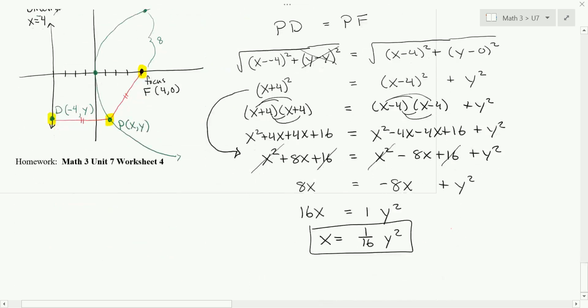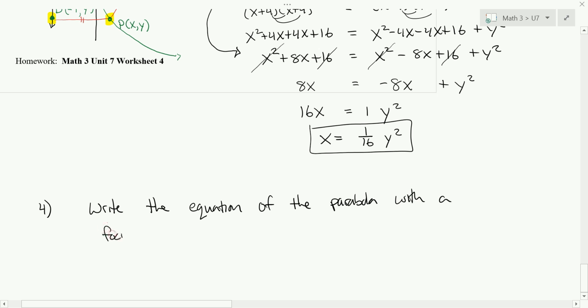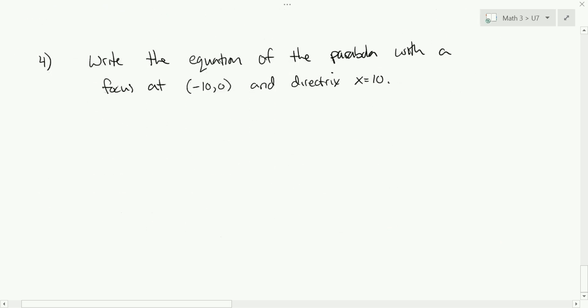So we'll call it number 4. You can add it in your notes or on that paper. Write the equation of the parabola with a focus at negative 10, 0 and directrix x equals 10. Go ahead and do that. Get a nice little picture and equation.